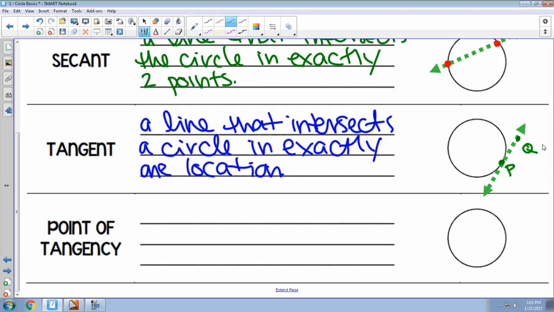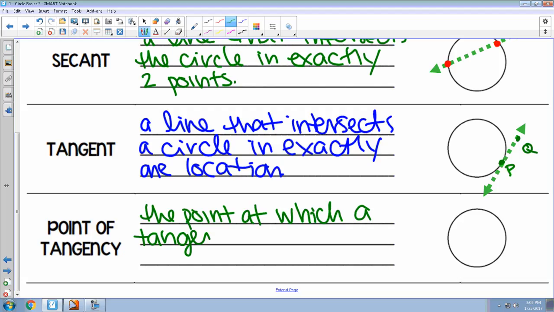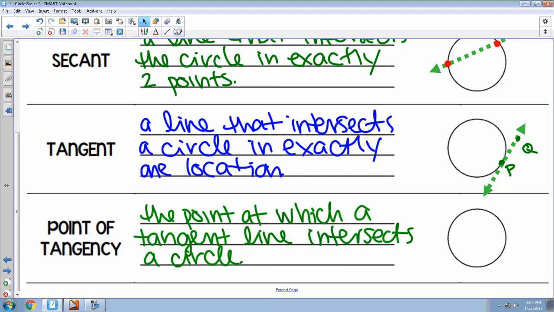With that, we have what's called the point of tangency, which is the point at which a tangent line intersects a circle. So here, if I draw the exact same picture again, P is my point of tangency because that is the one point that is in common between the circle and this tangent line.